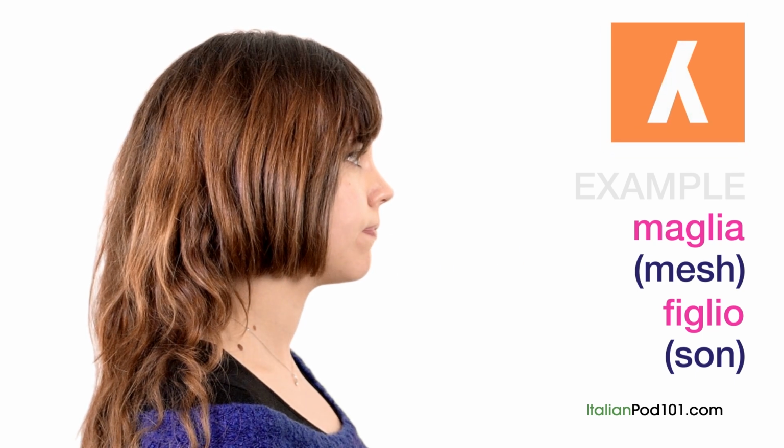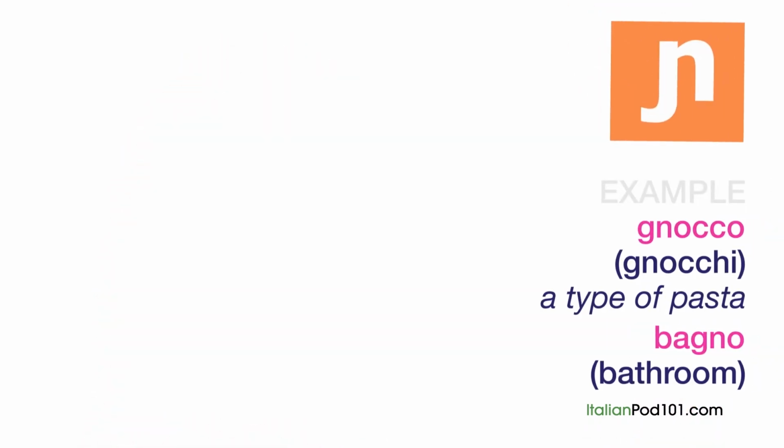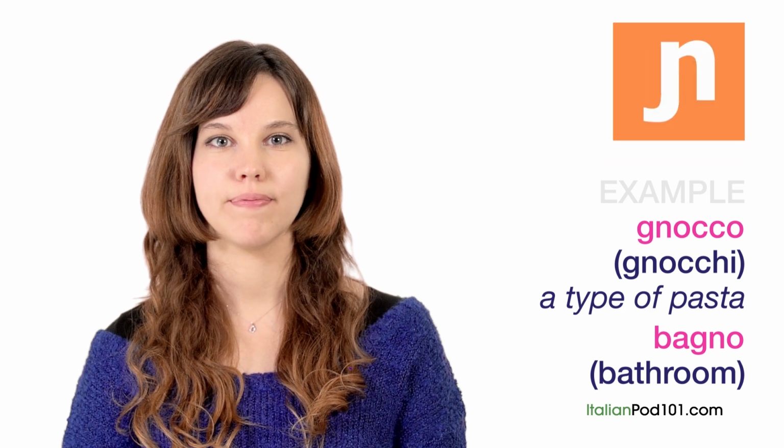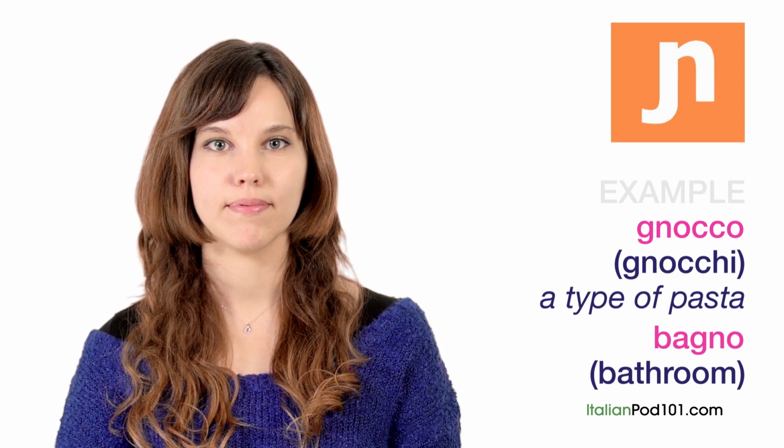The final consonant for this lesson is Gn, as in gnocco and bagno. Let's break down this consonant. Raise your tongue so that the middle or blade of the tongue touches the roof of your mouth. It kind of sounds like a combination between the n and y sounds in the English word canyon. Here's a great tip. Try to think of it as pronouncing a regular English N, but instead of using the tip of your tongue, try to use the blade or middle part of your tongue.